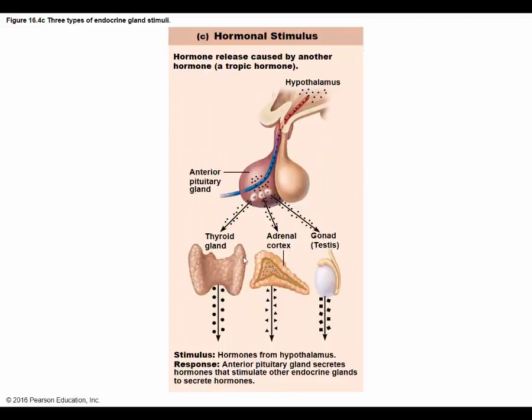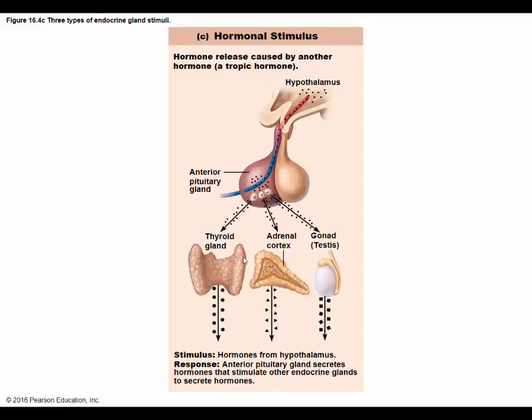Hormonal stimulus is the most common type of stimulus that we see of the endocrine organs. Most of the organs are stimulated by some hormone coming from the anterior pituitary through the blood and acting on that gland, saying, okay, it's time to secrete more of your hormone. For example, if we need more estrogen from the ovaries because estrogen levels are falling, then the anterior pituitary secretes a hormone that binds to the ovaries to tell it to secrete more estrogen. That's an example of a hormonal stimulus. It's a hormone that tells that endocrine gland to do its job and secrete its hormone.